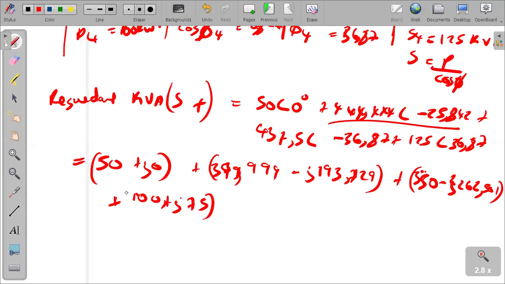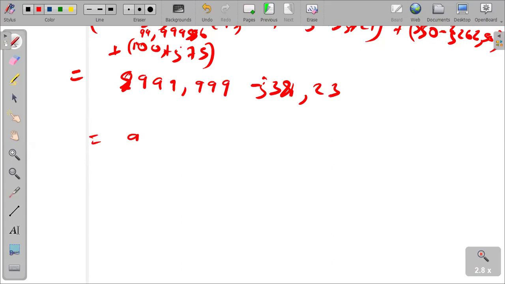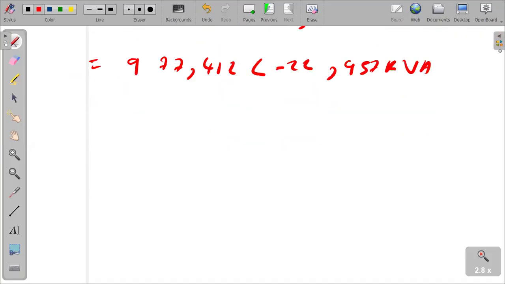If we add that, obviously we are going to get 899.999 minus j381.23, which is then 977.412 angle of negative 22.957 kVA. That marks our ST, right?